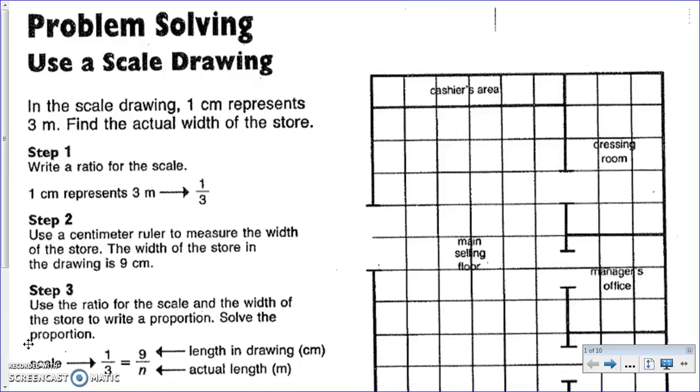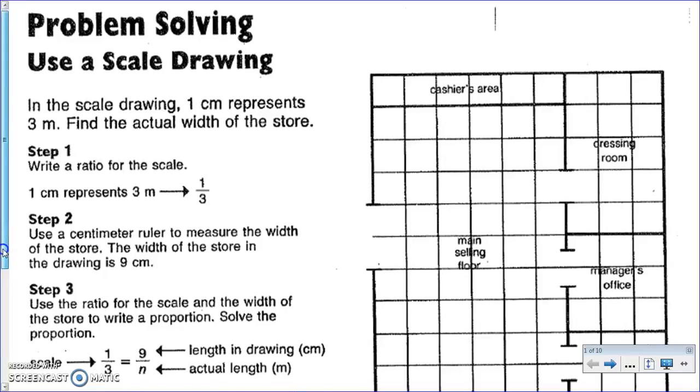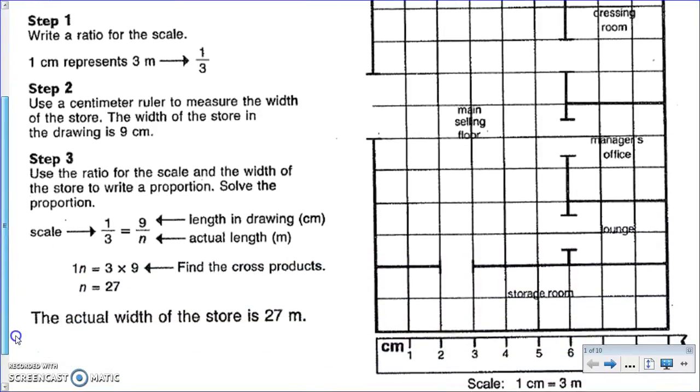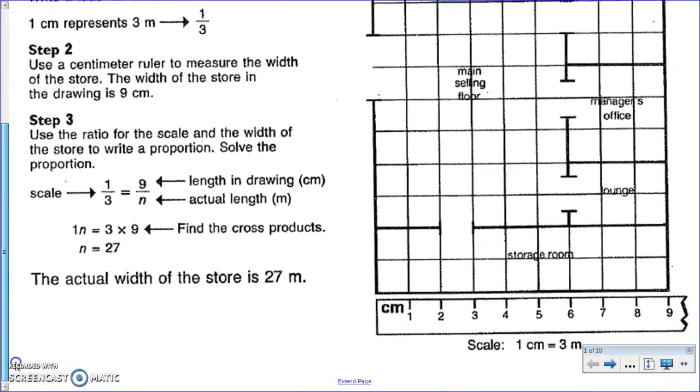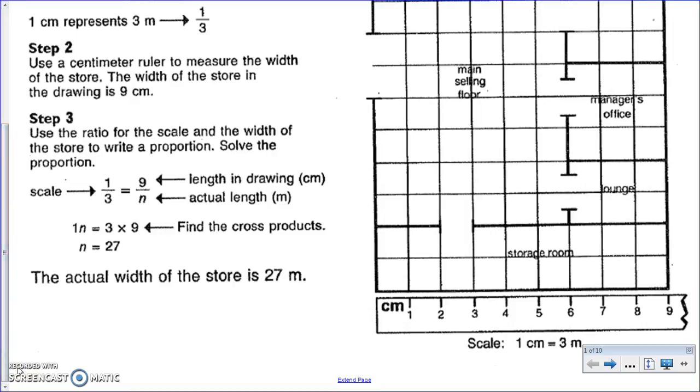Step 1, write a ratio for the scale. 1 centimeter represents 3 meters, so it's a 1 to 3. Step 2, use a centimeter ruler to measure the width of the store. The width of the store in the drawing is 9 centimeters. Use the ratio for scale and the width of the store to write a proportion in step 3.